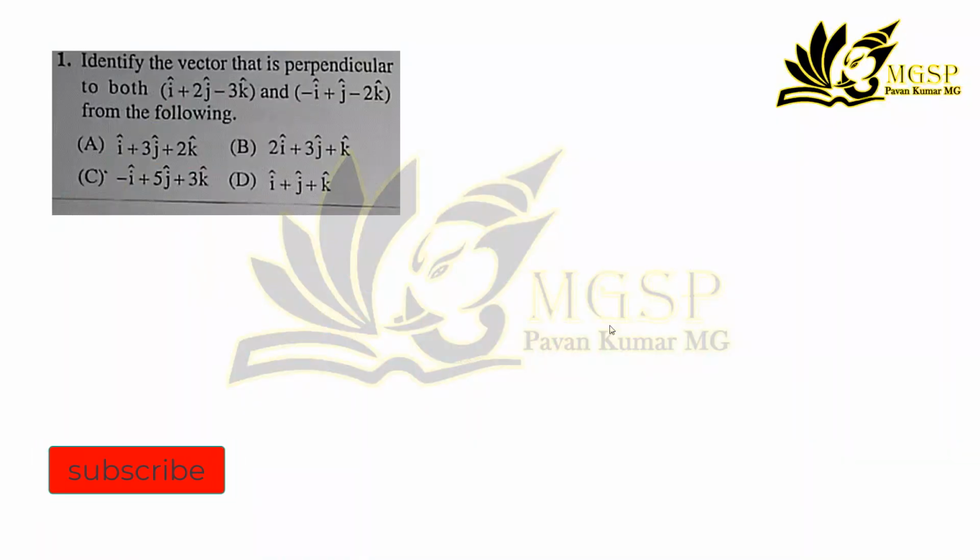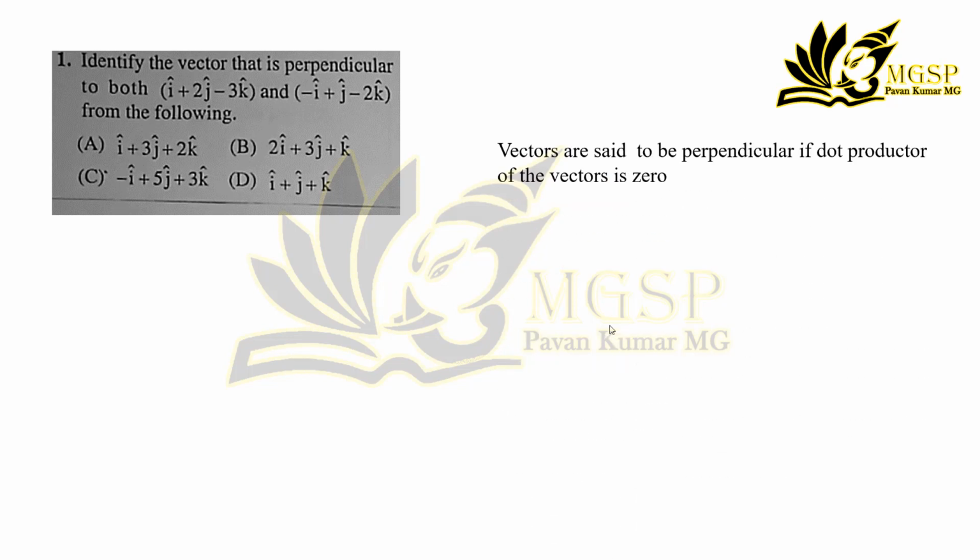First question: identify the vector that is perpendicular to both i cap plus 2j cap minus 3k cap and minus i cap plus j cap minus 2k cap. From the following options, we have to find the vector which is perpendicular to these two vectors. Vectors are said to be perpendicular if the dot product of the vectors is 0.